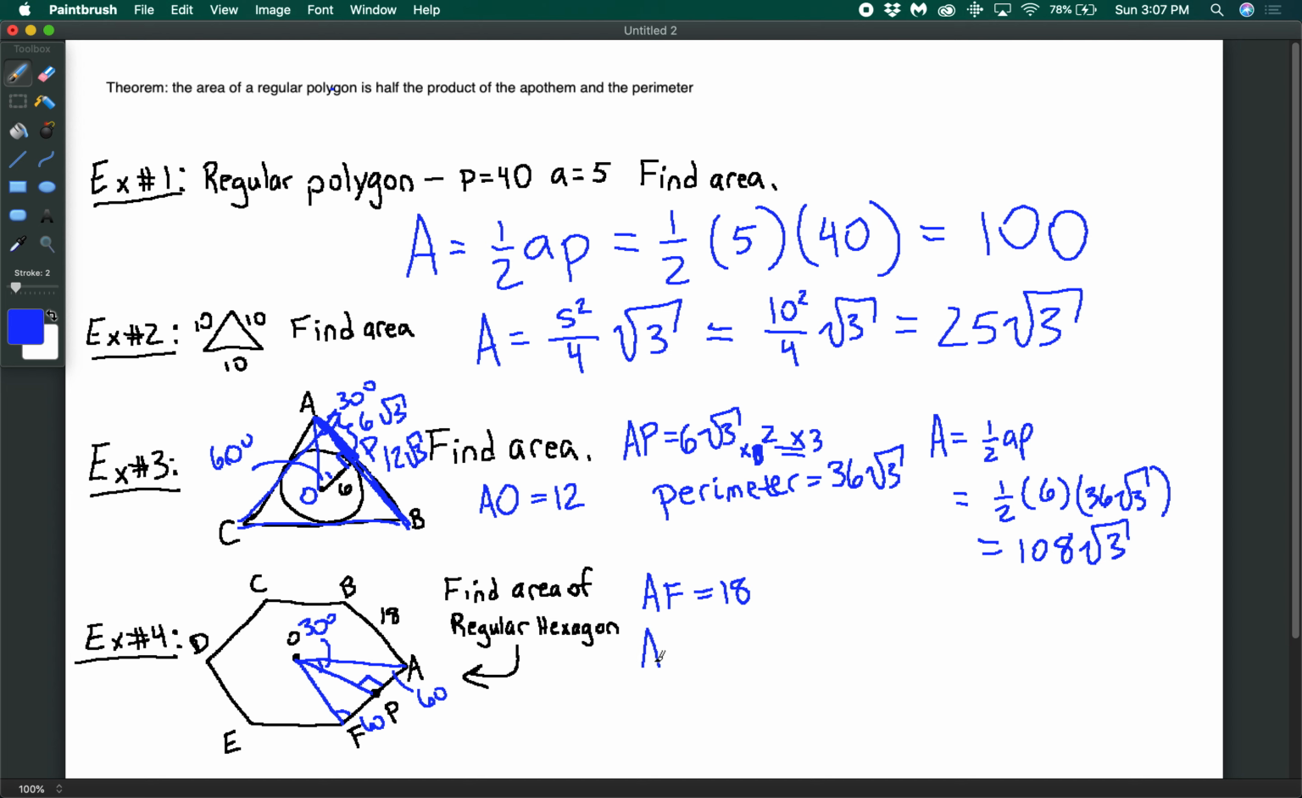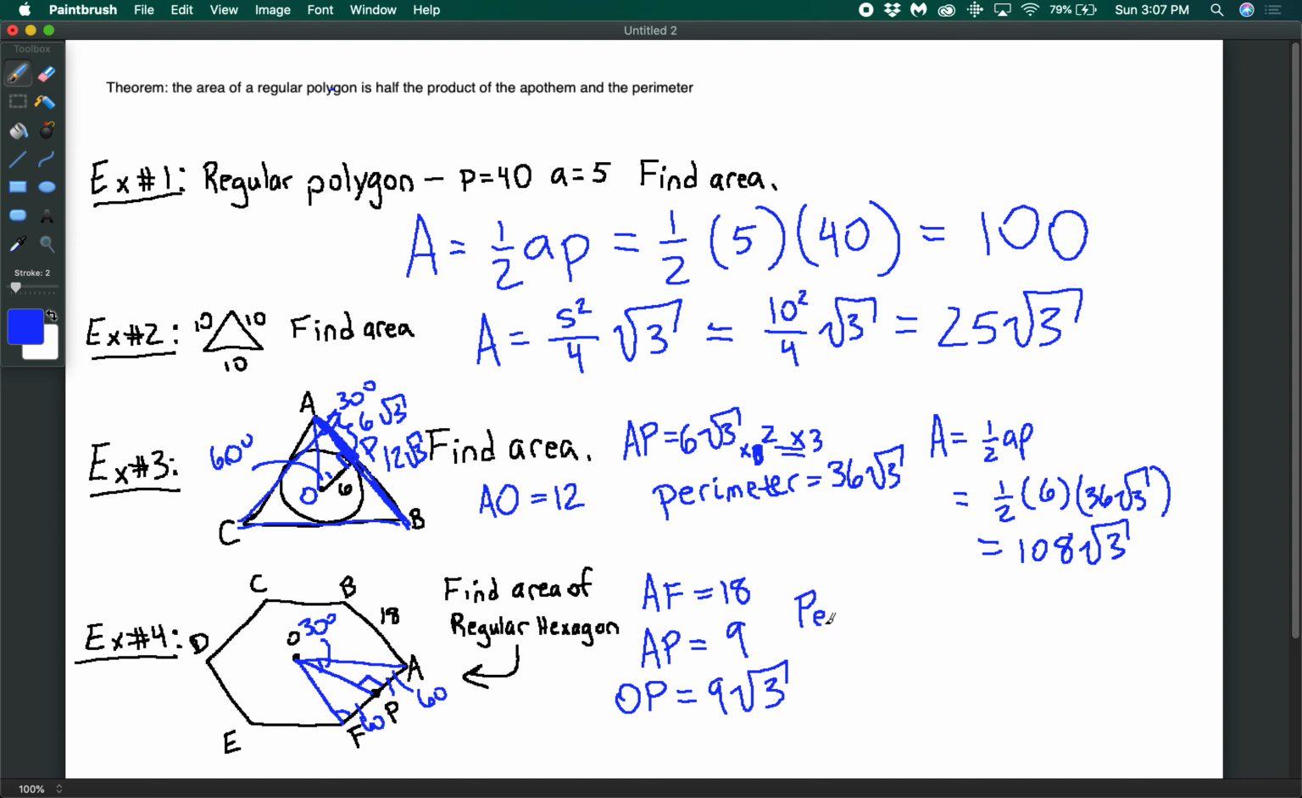And I can say that AP is going to be equal to 9, right? Just because I'm bisecting this here. This has to be congruent to this. So AP is 9, AF is 18. And then by using my 30, 60, 90 triangle, I can say that OP is 9 root 3.